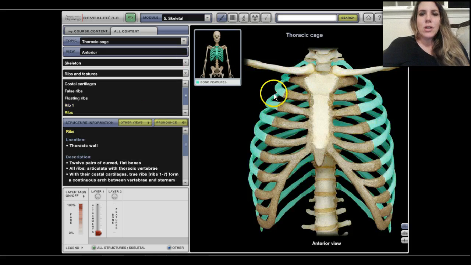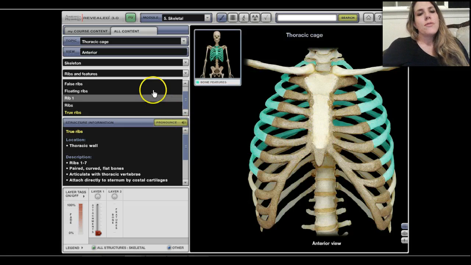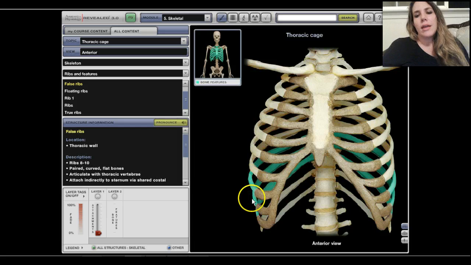And then here are your true ribs. Well, here's all the ribs. This is all 12 of them. But going on down, 1 through 7 are your true ribs because they're hooking to cartilage that directly feeds to the sternum. Whereas the false ribs, 8, 9, 10, they all kind of feed off of branches of the same line of the costal cartilage.